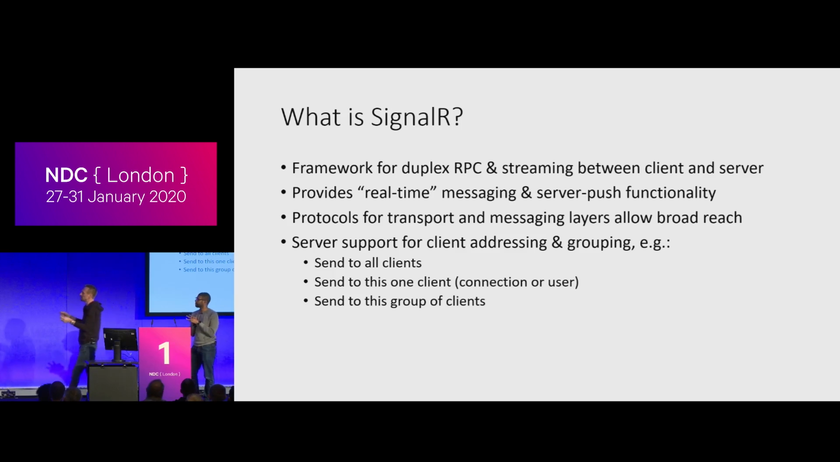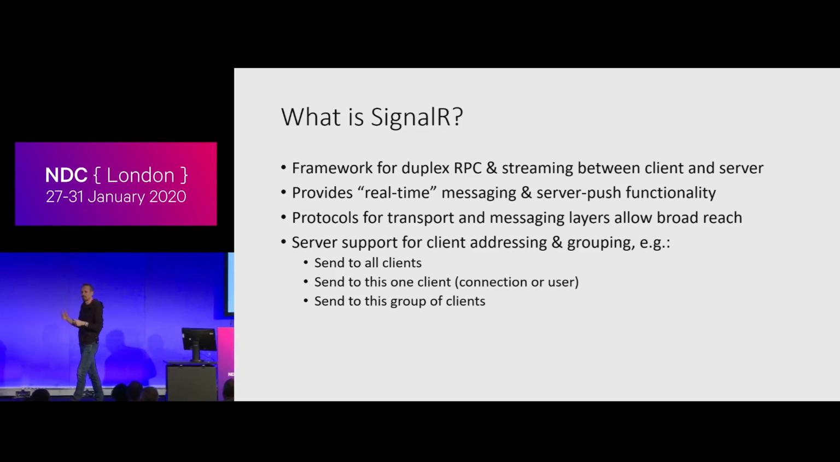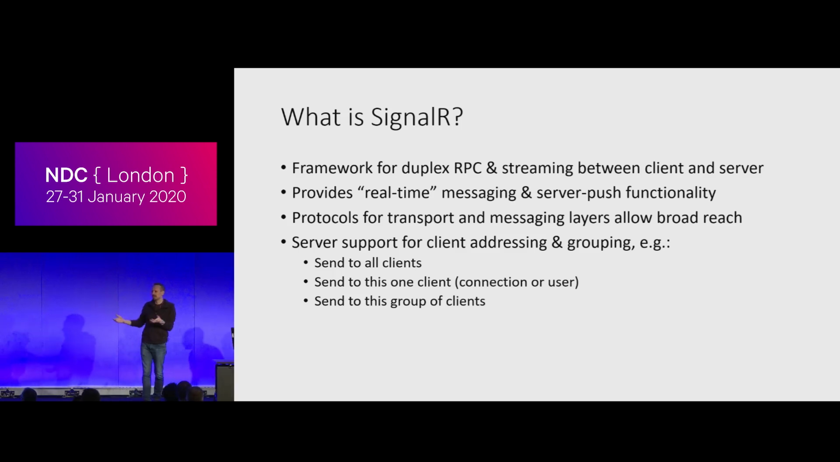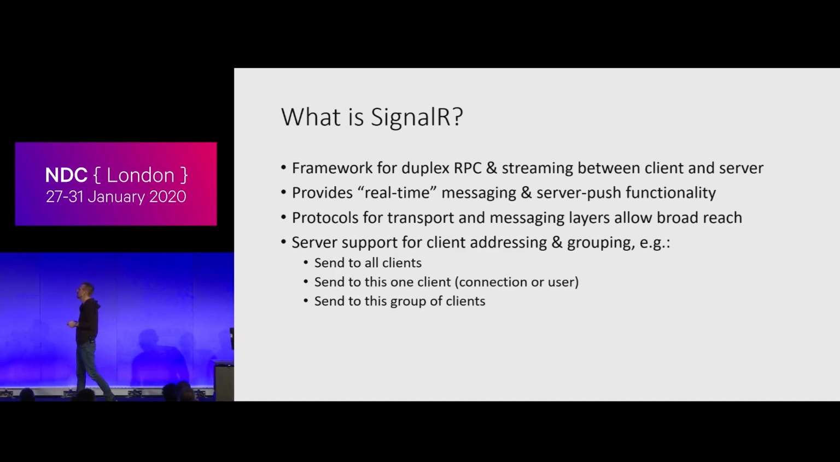So, what is it? We've kind of changed how we talk about it. We used to talk about incredibly simple real-time web for .NET, which I think I coined 6 years ago. But now, we've moved on. The industry is a little bit different. We care about other things. So, what is SignalR? It's a framework for duplex RPC and streaming between client and server. There's lots of other RPC frameworks, like we added gRPC support in ASP.NET Core 3, but SignalR still has some unique capabilities, especially the server push element, which you don't get from things like gRPC, which is why it's still around. That's the real-time messaging bit and server push functionality.